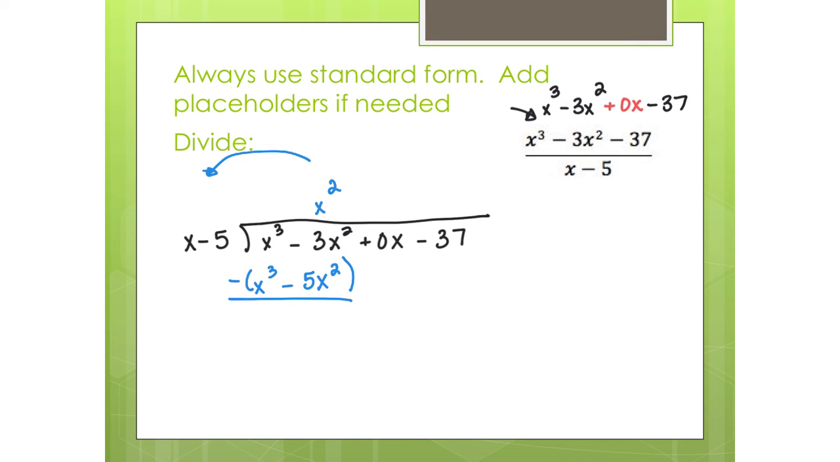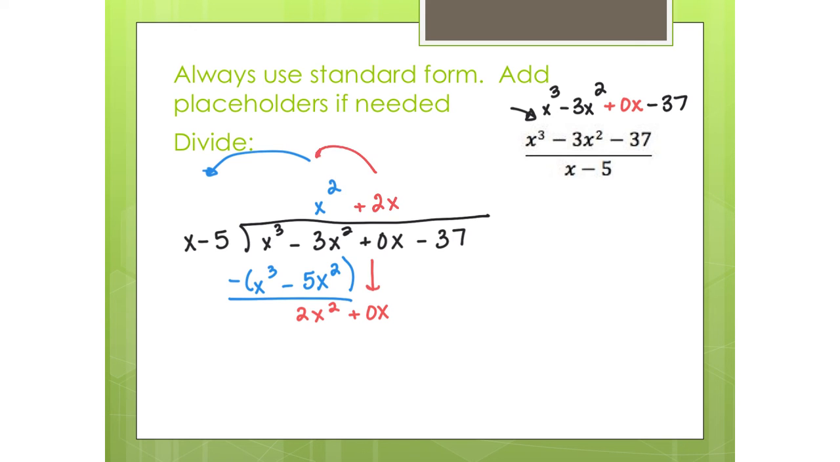And I subtract. Again, I'm always going to get 0 for the first. Watch your signs. I have negative 3x squared minus a negative 5. That gives me a positive 2x squared. Then I drop down the next term. Now we're dividing x into 2x squared. That's going to go 2x times.